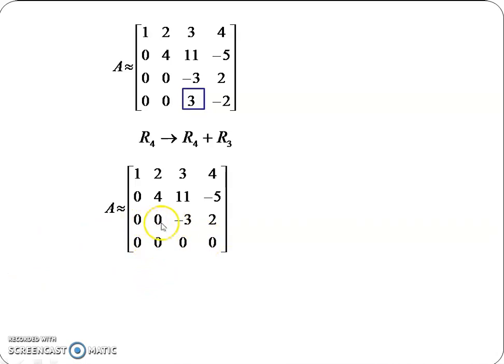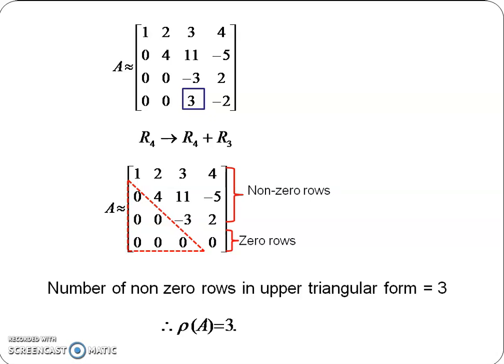Is it possible to convert this 3rd row to 0 row without disturbing all these 0? So my answer is no. This is in upper triangular form, and further row transformation doesn't change any row to 0 row. So we have to stop here and count the number of non-zero rows. It is equal to 3, and that's why the rank of the matrix is equal to 3.